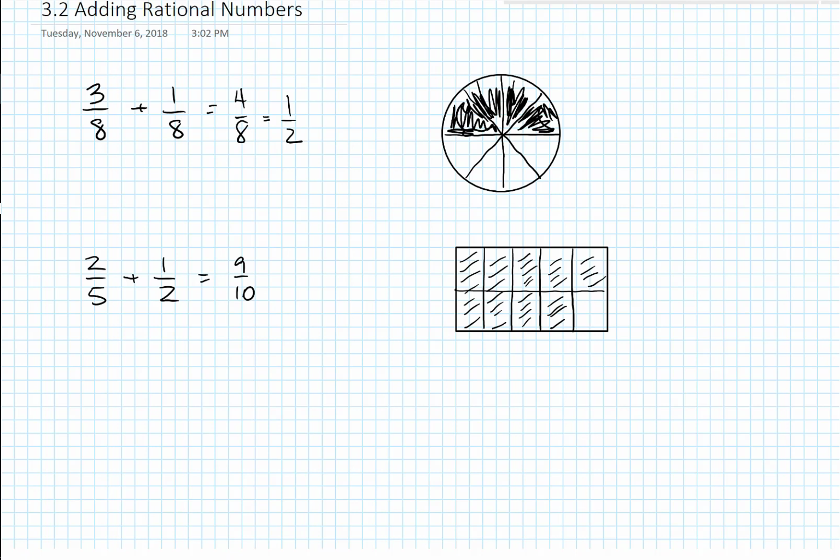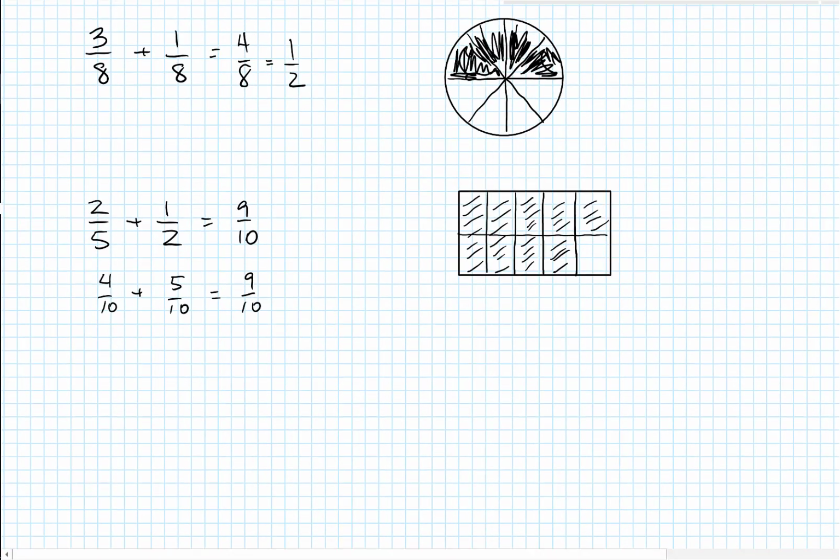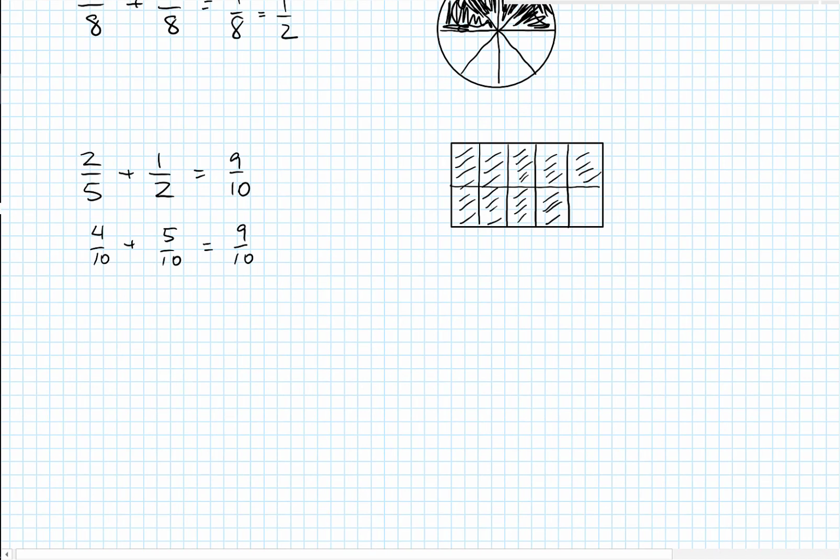So let's think about where the 4/10 came from, because really we got the 9/10 by saying it was 4/10 plus 5/10. So we created equivalent fractions. We went from 2/5 to 4/10. We went from a half to 5/10, and then it was a straightforward addition to get 9/10. So one way to think about how we got those equivalent fractions is we took the original 2/5 and we multiplied it by 2/2. We took the half and we multiplied it by 5/5.